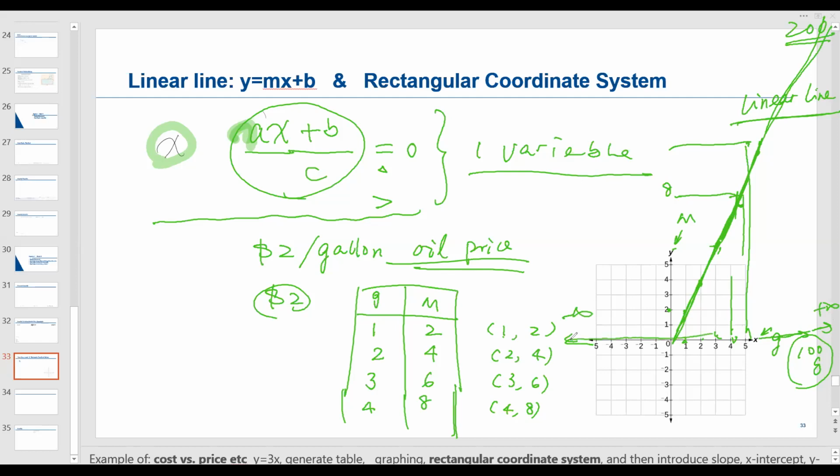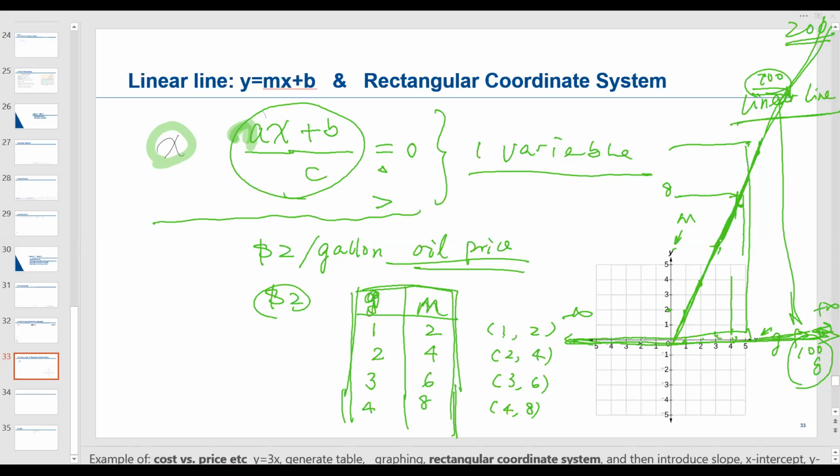So earlier we did linear graphing only in 1D, from left to right. Right now we've extended to 2D. So if you pick any number, say you fill 50 gallons, how much do you pay? You can see you pay $100 for 50 gallons. So this builds a kind of relationship. You can use the table to build a relationship: how much oil you add and how much money you pay.